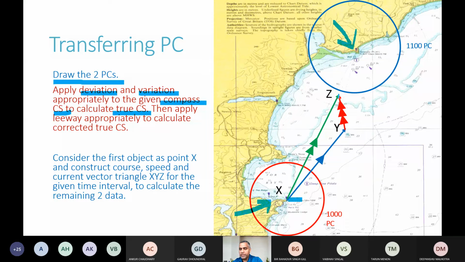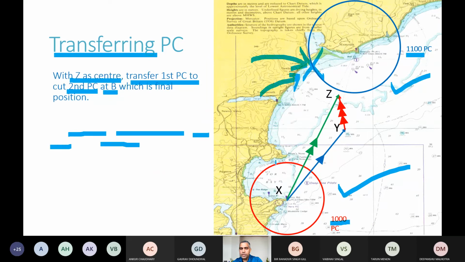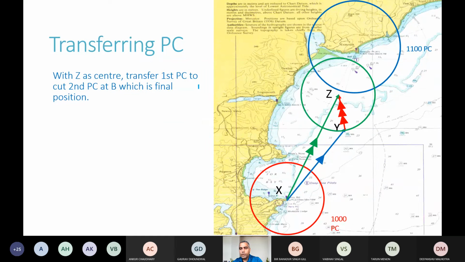So from this position Z, we will now draw our transferred position circle. This Z position acts as the center of our transferred PC. So from Z, taking a radius equal to the radius of the initial position circle, the red position circle, we draw our transferred PC now. This transferred PC has now been transferred to 1100 hours. So the green position circle is saying that the vessel's position lies somewhere on this circle at 1100. The blue PC says that the vessel's position lies somewhere on the blue position circle.